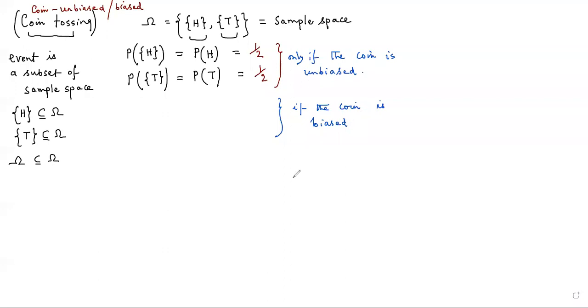But if the coin is biased, we will not be able to define the probabilities, or to tell that the probability of head will be half and the probability of tail will be half.